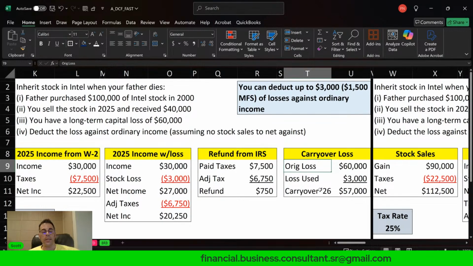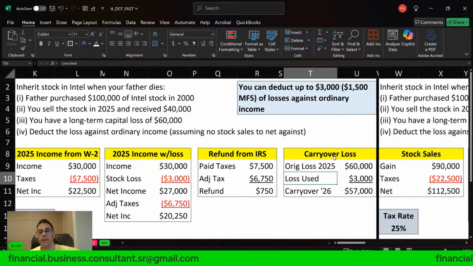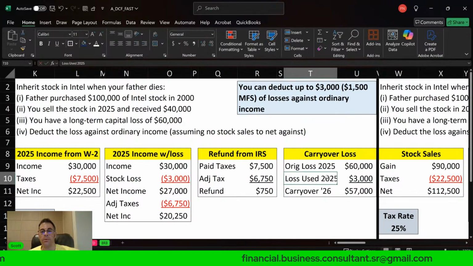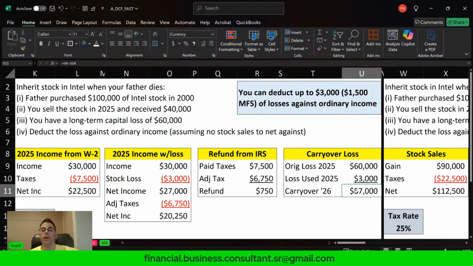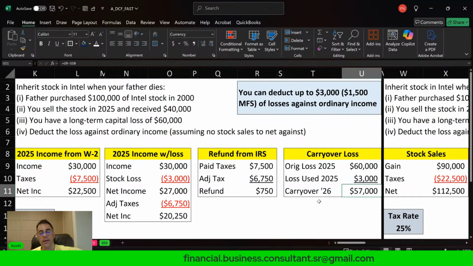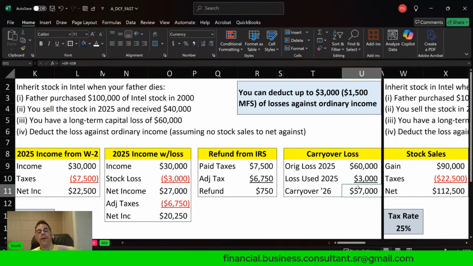So your original loss, I guess in 2025, is $60,000. The loss used when you filed your 2025 taxes, $3,000. So your carry forward in 2026 is $57,000. So that's the loss you can carry forward into 2026. So you can only knock off $3,000 a year. So it's going to take another 19 years to get through this loss. But that's assuming you didn't have any stock gains.